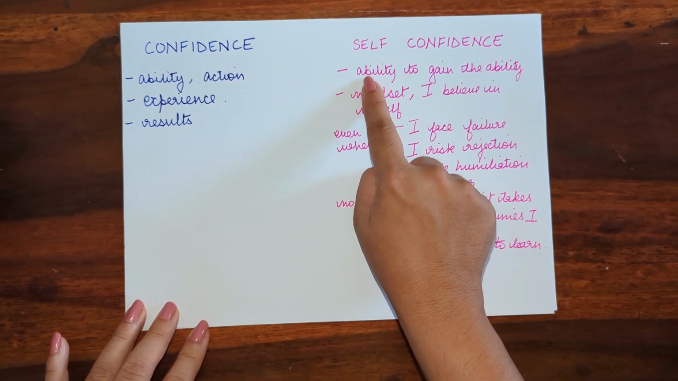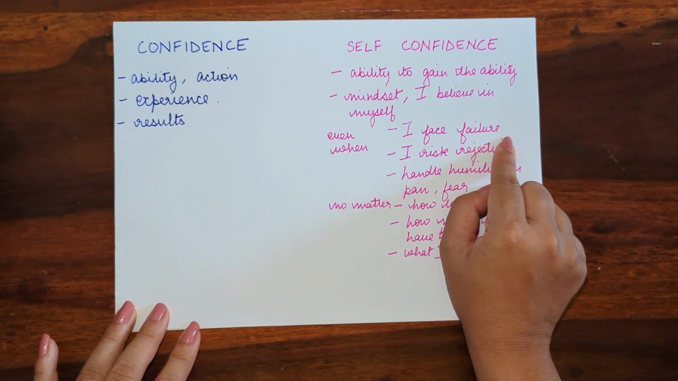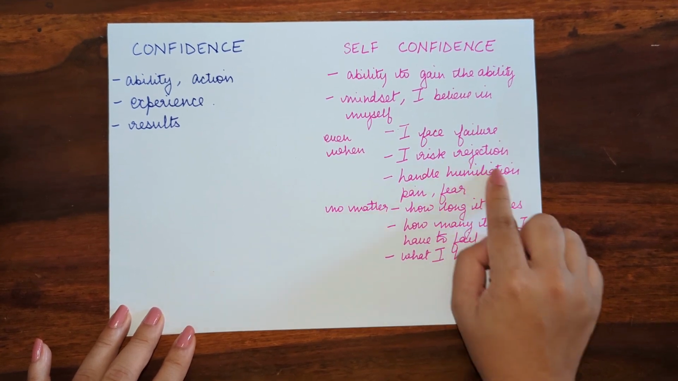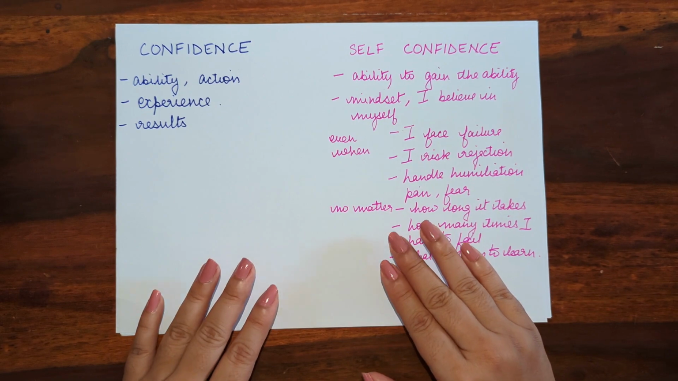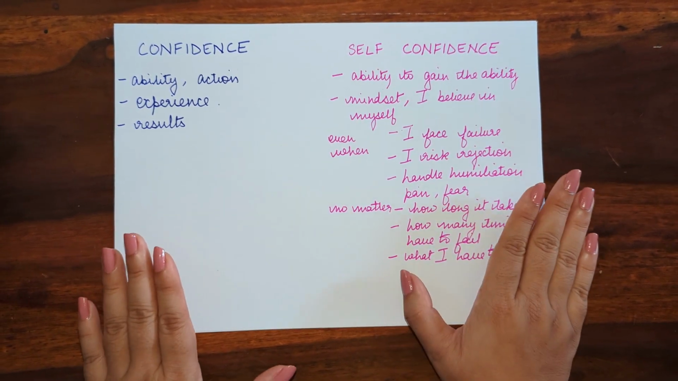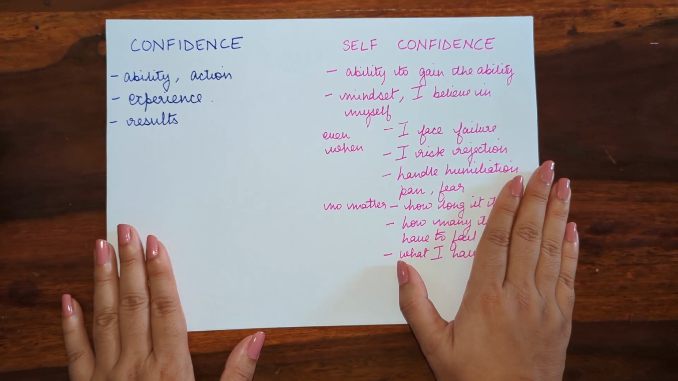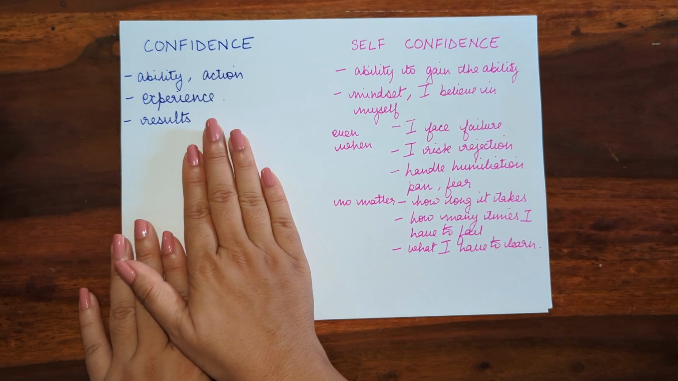So I have the ability even when I am faced with failure, or when I risk rejection. People are going to reject you when you put yourself out there. Say when you are creating YouTube videos, or when you are applying for a job that you have never applied for, or asking for money for your startup, or telling your parents that you want to go to a different kind of college.